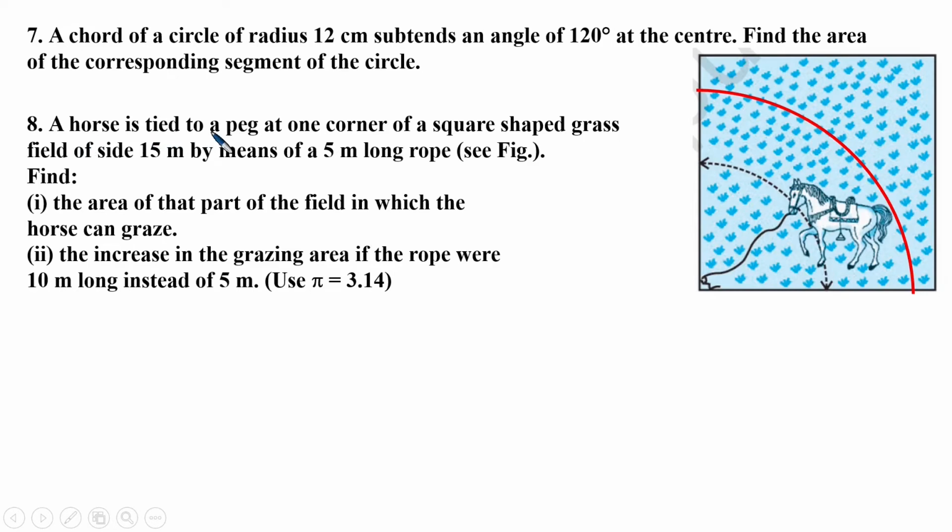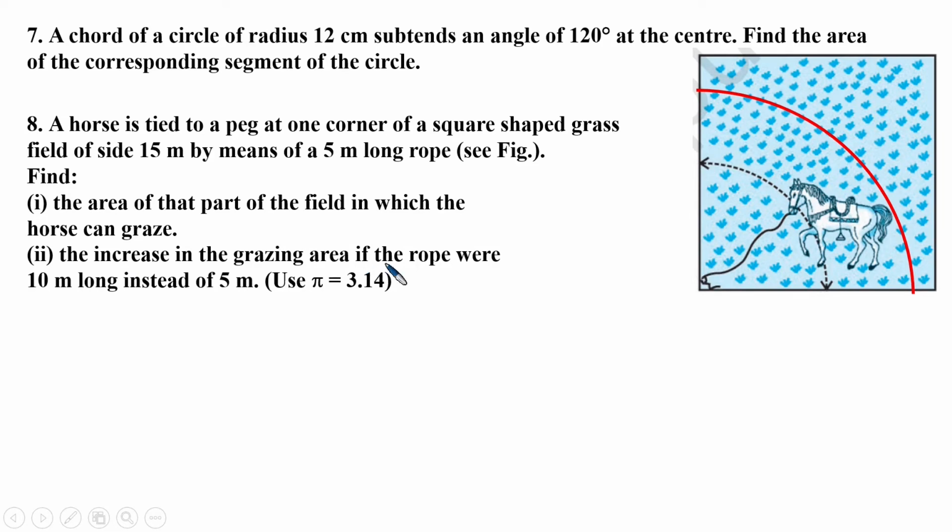Okay, next exercise. A horse is tied to a peg at one corner of a square shaped grass field of side 15 meter, by means of a 5 meter long rope. This is 5 meter only, so it can move only in this circle. So R is 5. The area of the field in which the horse can graze is very simple: 1 by 4 times pi r square, where R is 5 meter. This will be the area of the quadrant of a circle. The circle is full, but it is only 1/4 of it. When you say quadrant of a circle, it means 1/4 of a circle. So this is easy to find.